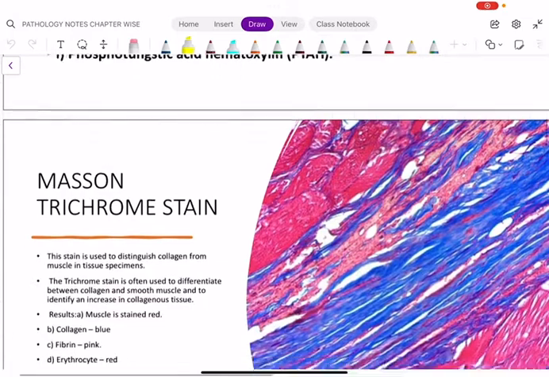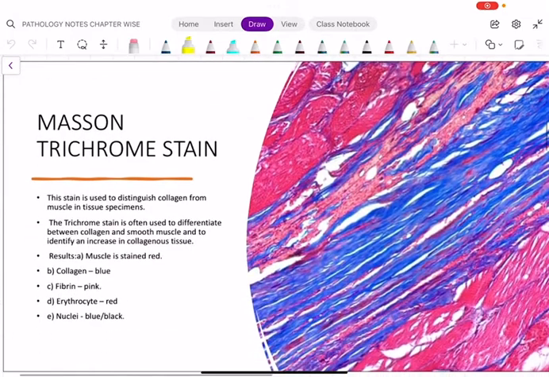Okay, fine. So let us start with the very first and a very beautiful stain. This is the Masson trichrome stain. Why is it called trichrome? Because it stains 3 different components in different colors. It is mainly used to distinguish collagen from muscle in tissue specimens.